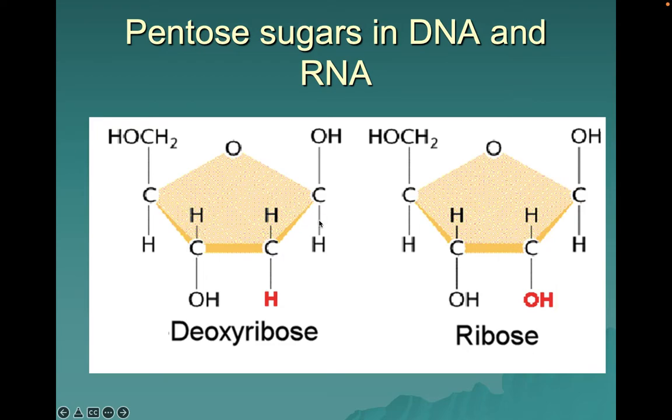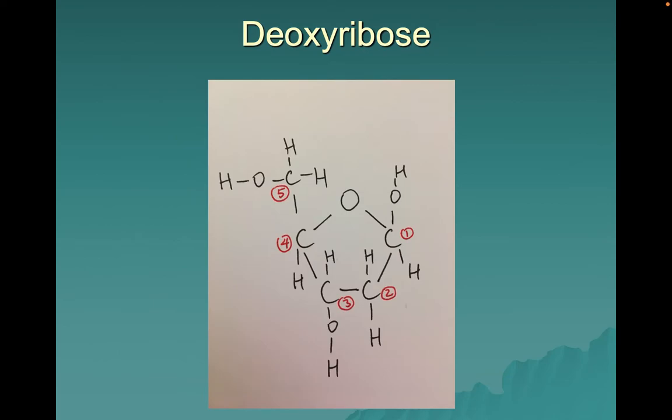And if we count the number of carbons, let me show you deoxyribose in more detail. You can see that you have 5 carbon atoms, highlighted by these numbers in red: 1, 2, 3, 4, and 5.